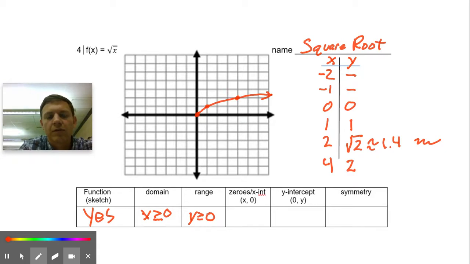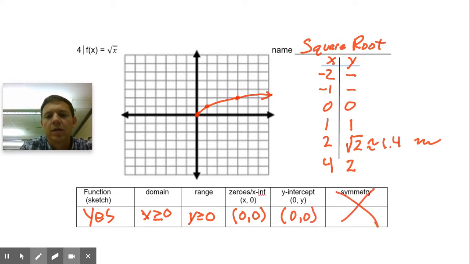Okay, where does this graph touch the x-axis? 0, 0. Again, where does it touch the y-axis? 0, 0, just like the other ones. Okay, and that's the square root function. f(x) equals the square root of x.